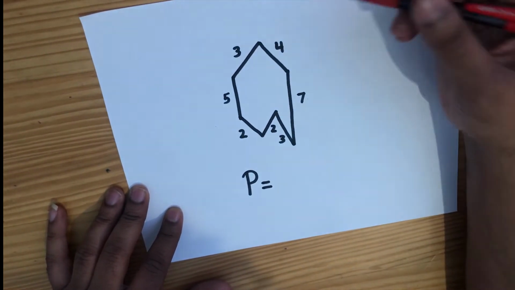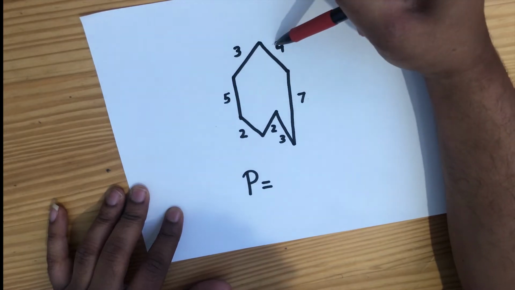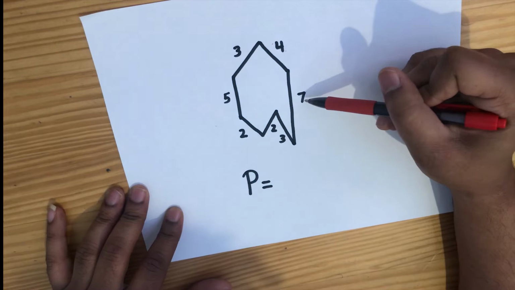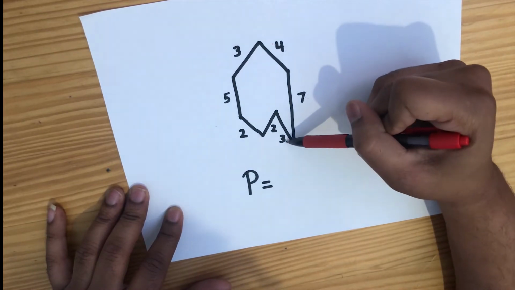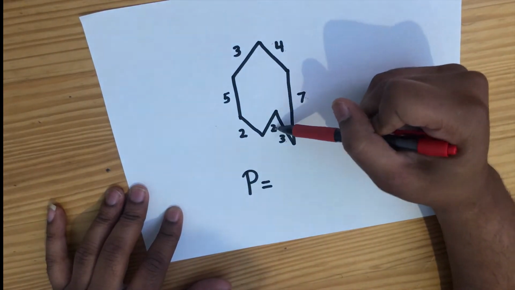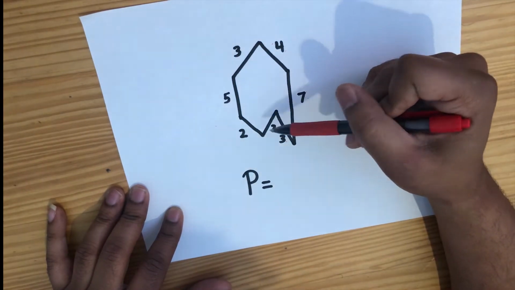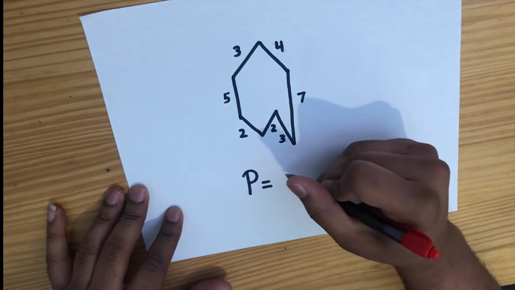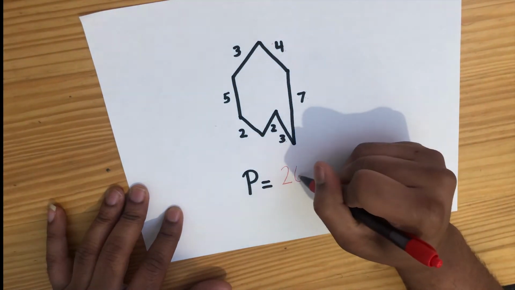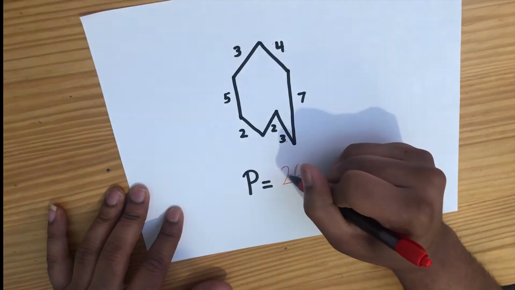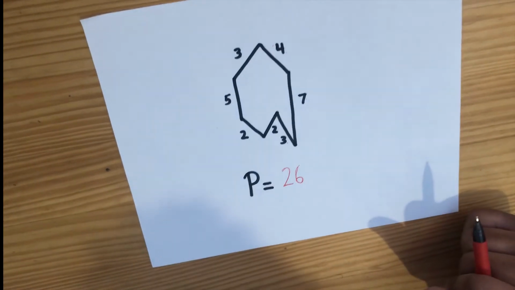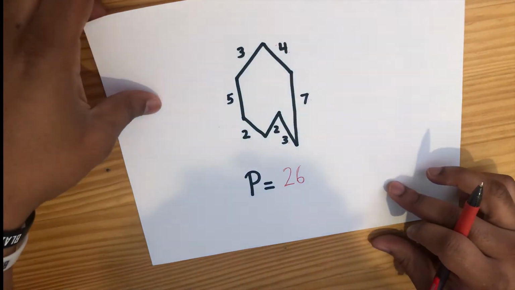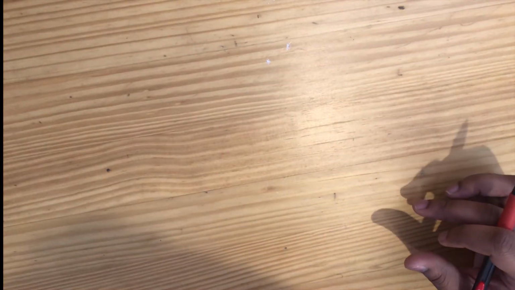So if I start here, 3 plus 4 would give me 7. 7 plus 7 is 14. 14 plus 3 is 17. 17 plus 2 is 19. 19 plus 2 is 21. And 21 plus 5 is 26. So the perimeter of this shape is 26. Now let's take a look at some shapes and let's find the area and perimeter of both.